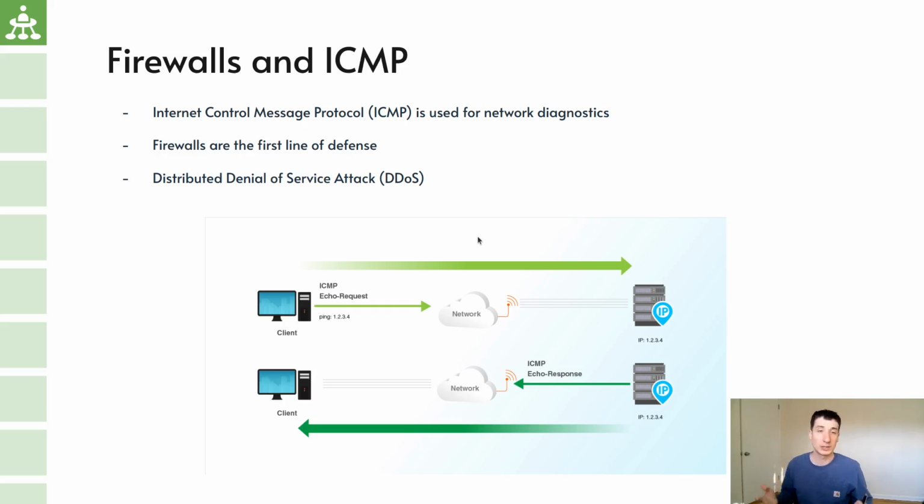So, firewalls and ICMP. ICMP stands for Internet Control Message Protocol. It's really used a lot for network diagnostics, basically figuring out if a network is up or a server is up, or letting me go ahead and ping something, like ping this host and figure out what it jumped through the network to get to that host.